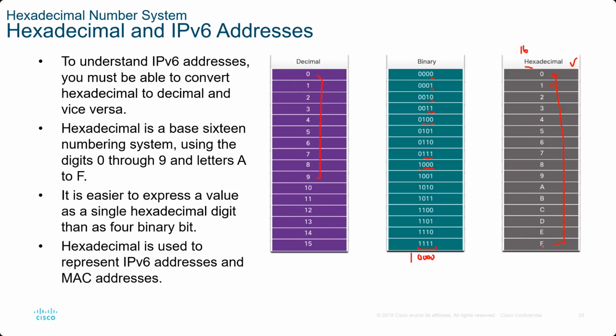And after F, we say we ran out of symbols or numbers. Now we have to start repeating. Okay? So this is 9, and A is not 10. 10 is for the decimal system. This is A. Okay? So 0 up to F.